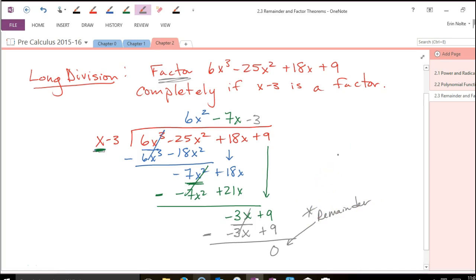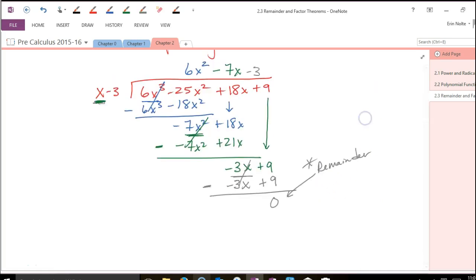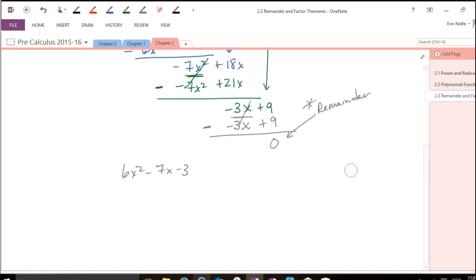Okay, so if I have 6x squared minus 7x minus 3, is that completely factored? Completely factored means all of the terms are linear. So how do I factor that? Then you have to factor that. Yeah, then you have to factor that.